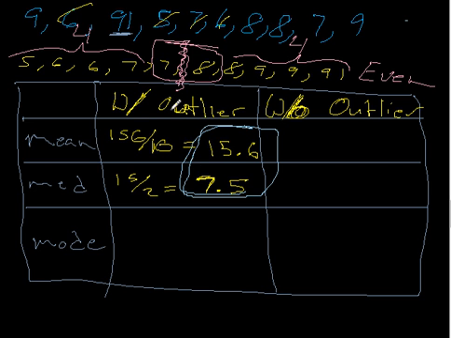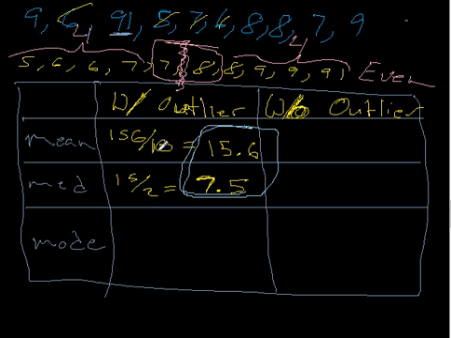So what this mean is telling me right here is that the average enchilada eaten is 15.6. Did most of us eat 15.6 enchiladas? No. Most of us ate 5. In fact, all of us but Iris ate 5. But her value, the outlier, really throws the mean off sometimes.